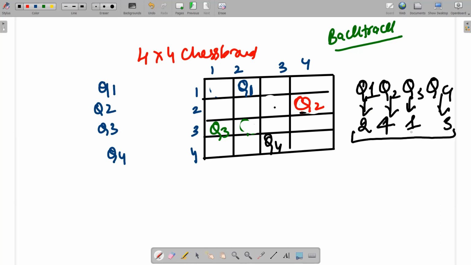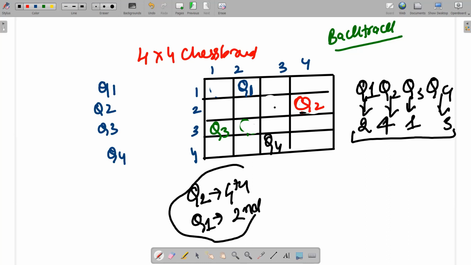Guys, there can be many solutions for 4 by 4 or 8 by 8, but this is how backtracking works, because if the solution is not found at one step, we can always backtrack and change the position of another state and try to get the solution. Hence we got the solution by backtracking Q2 from one position to the fourth position and Q1 from the first position to the second position. We did get the answer.